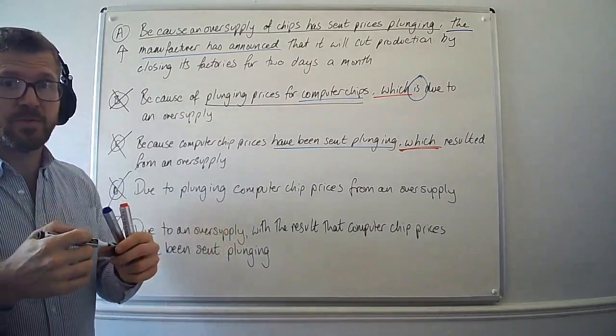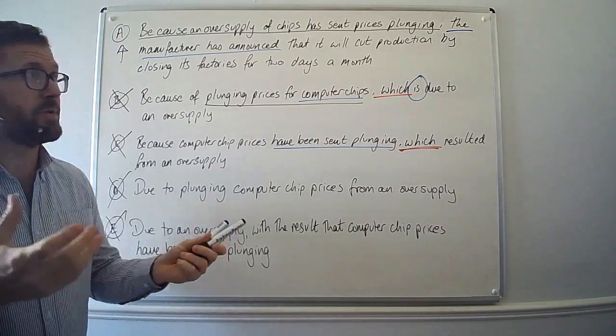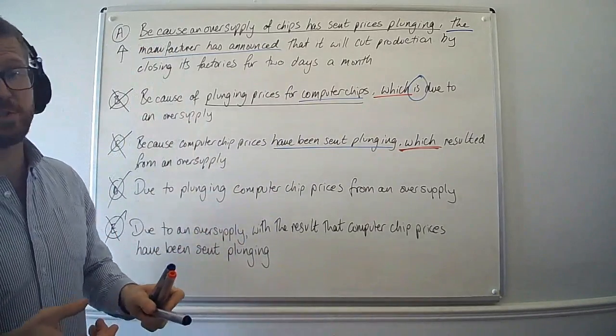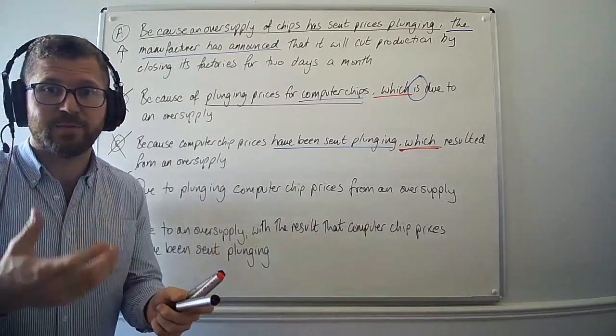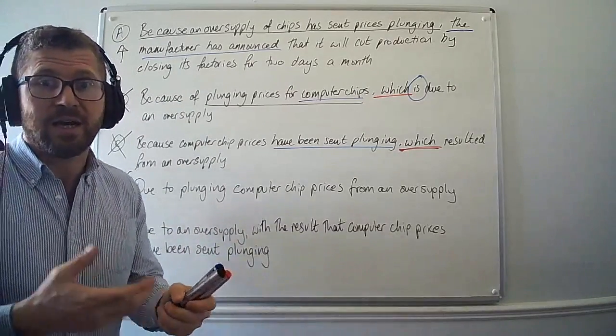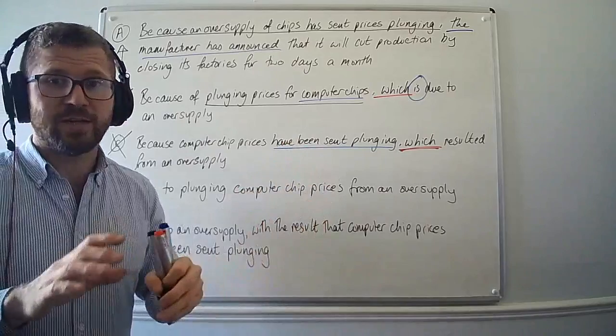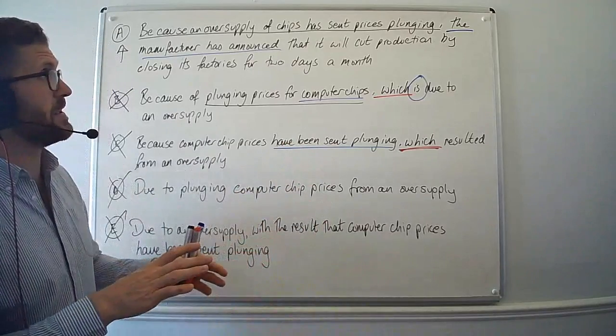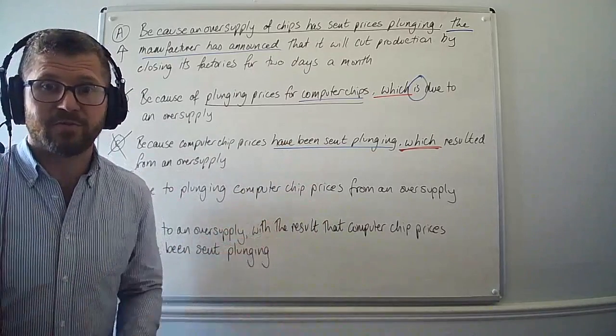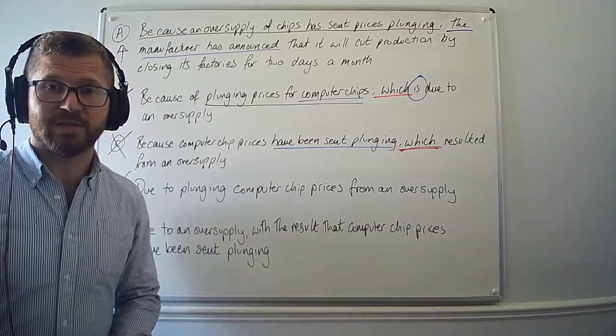Now, you might want to take a quick read of A just to check that there's nothing wrong with it there. We've got the because that we said right at the beginning we need because we're modifying an action here, and there's no other issues. We've got rid of the which. There's nothing else in there that might jump off the page at you. And so for that reason, A is going to be our answer to this one.